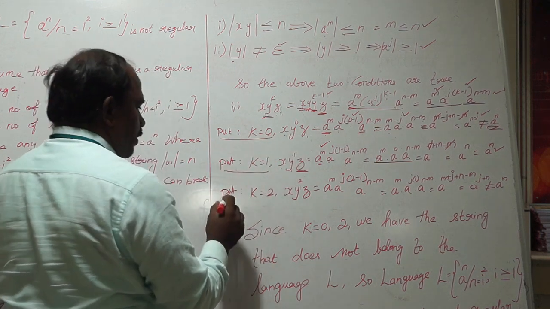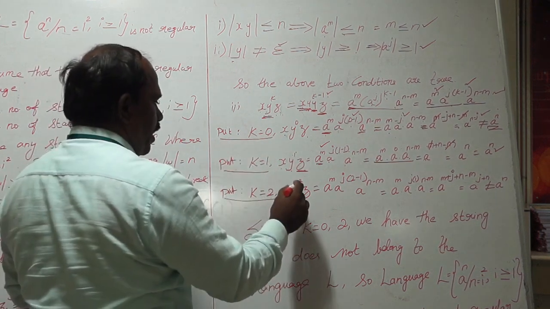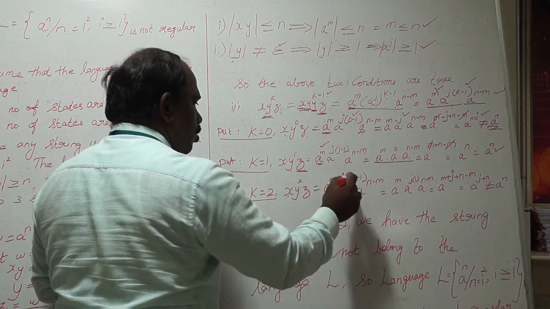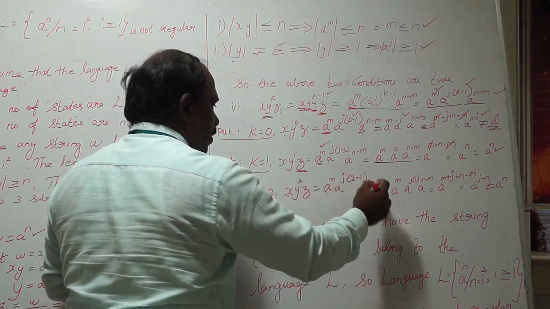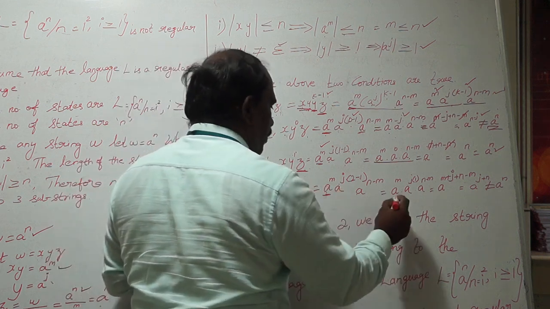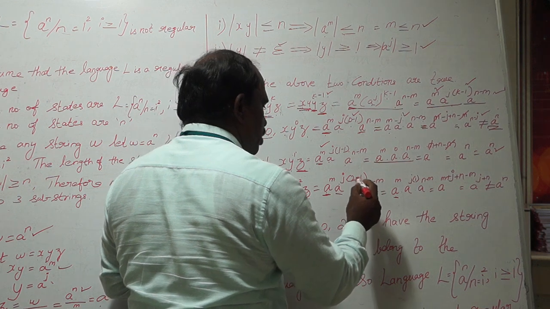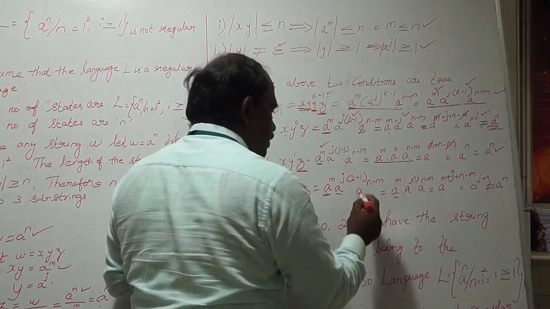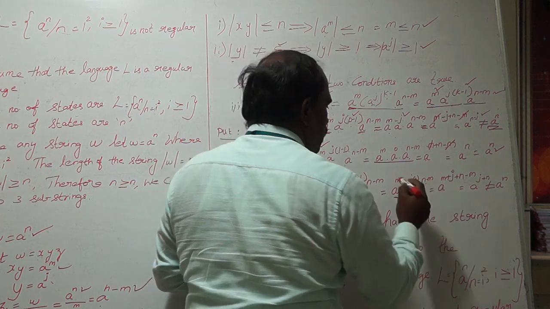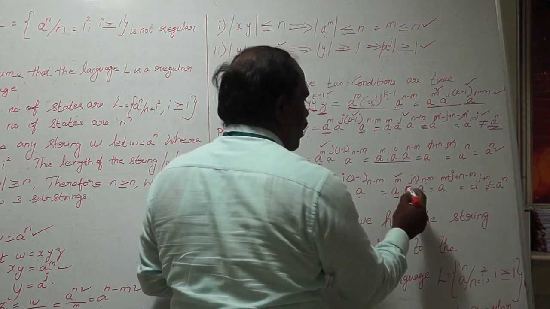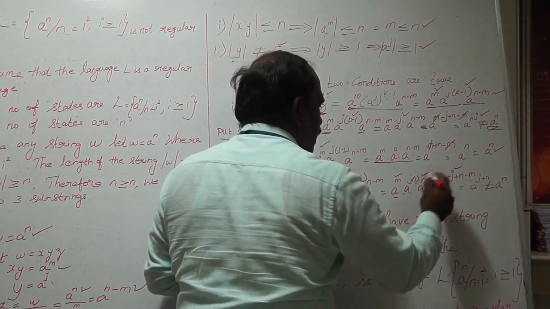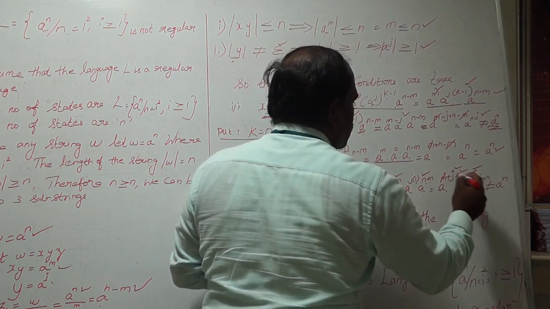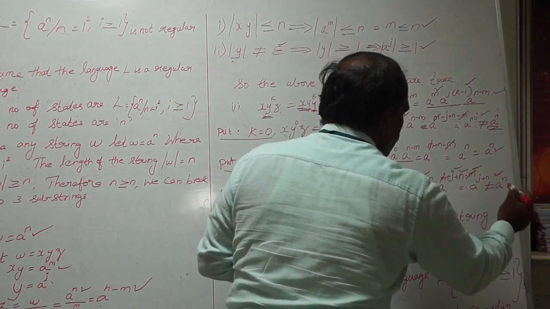Now one more value to check: put k equal to 2. x y^k z with x as a^m, y as a^(j(k-1)) with k equal to 2, so 2 minus 1 is 1, giving a^j, followed by z, a^(n-m). This summarizes as a^(m+j+n-m). The m and minus m cancel, giving a^(j+n). So this is also not equal to the original one.